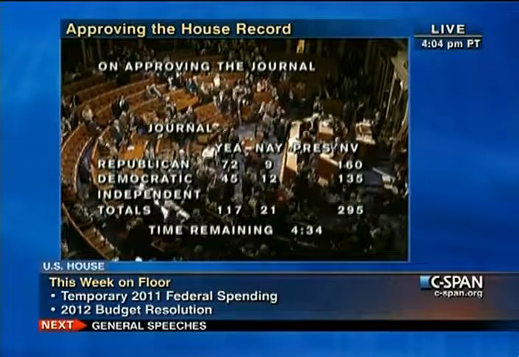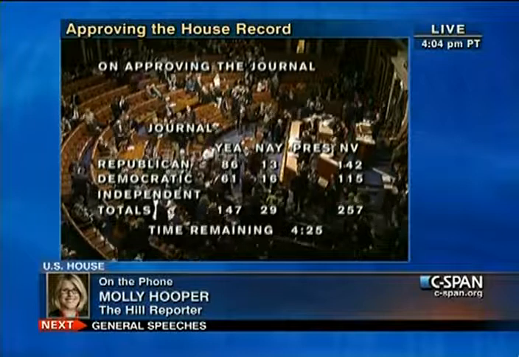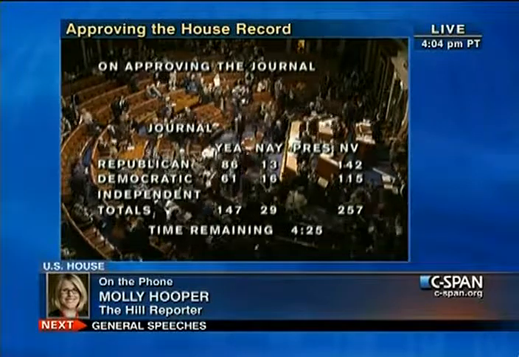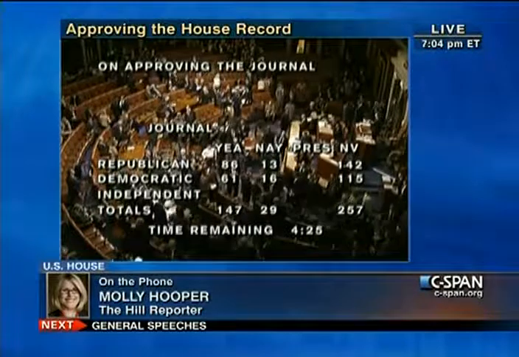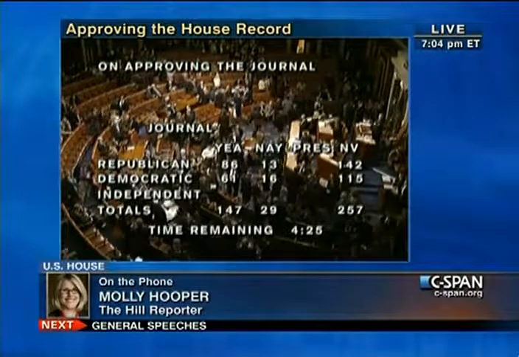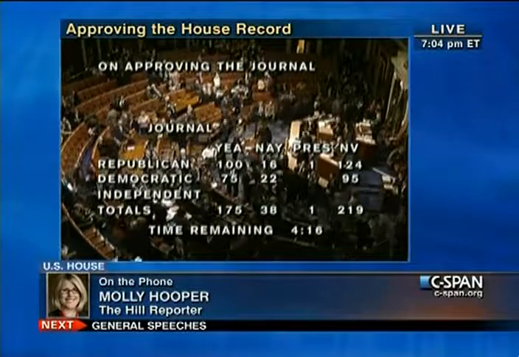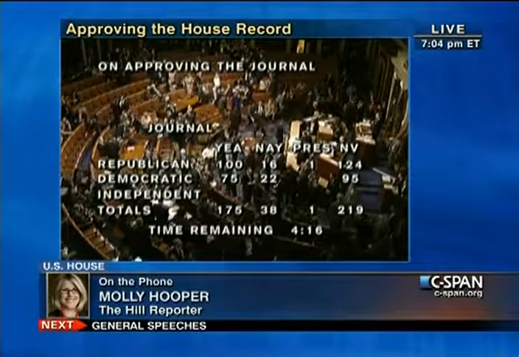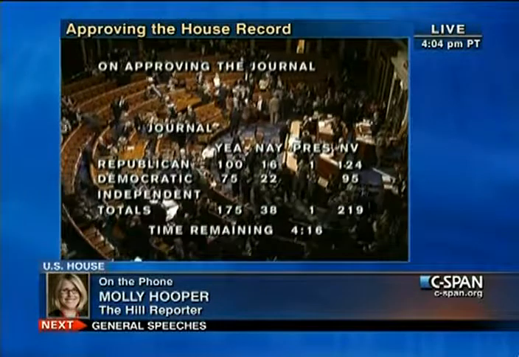Joining us is Molly Hooper of The Hill. When is the vote on the long-term continuing resolution likely to occur in the House? It's likely to occur on Thursday. Leaders weren't able to finish up all the details by Monday night, and what they want to do is make sure that they're within that 3-day window that they set out in the House rules package at the beginning of the year.